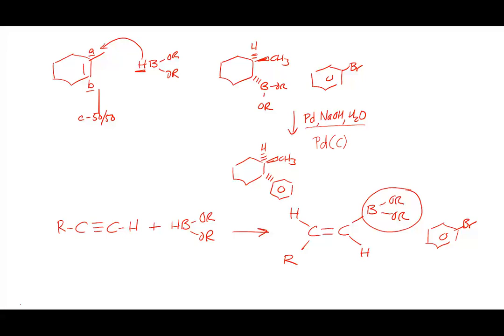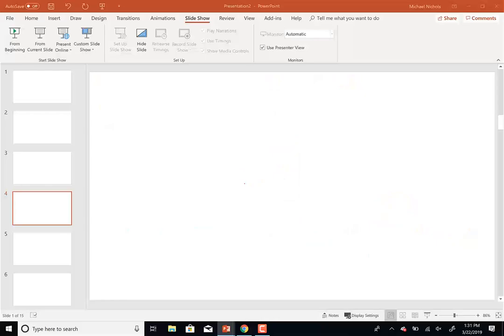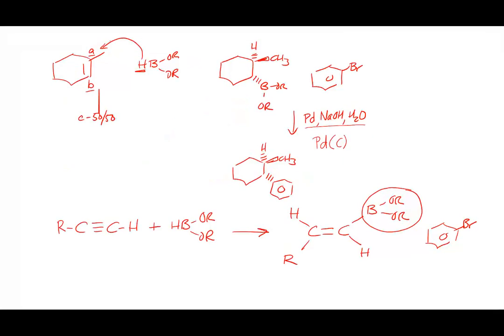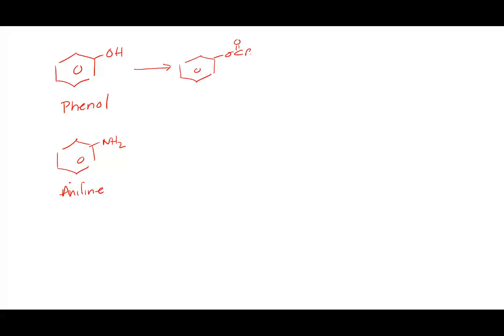Now, we're still not done with adding stuff to benzene. What we really need to do is talk more about adding some additional groups to the benzene ring. So let's start with phenol, and I'm going to work into aniline. If we have phenol and aniline, particularly with phenol, there's two things I'd like to be able to do. I would like to be able to convert a phenol into an ester.